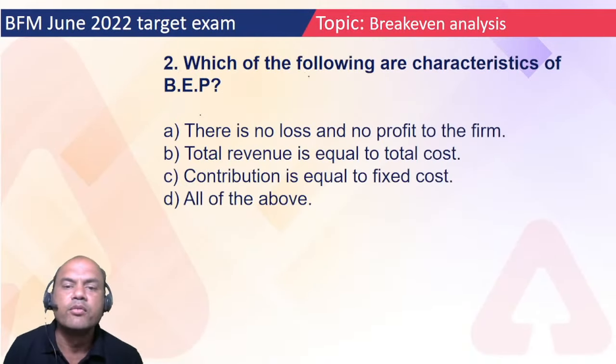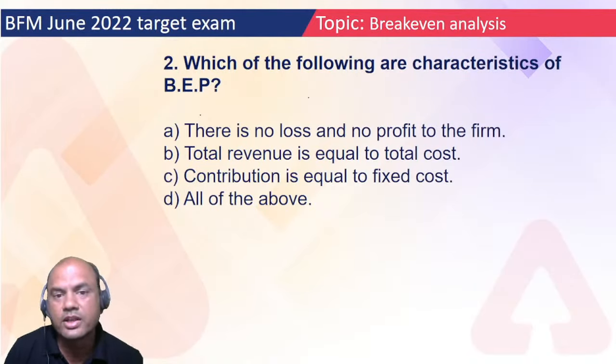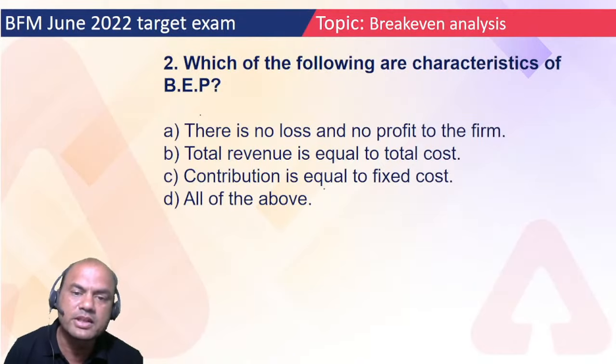Second, which of the following are the characteristics of BEP? There is no loss, no profit. Is it true? What is BEP? We are told in the definition that total revenue is equal to total cost. Again the same thing: no loss, no profit. Total money in equals total money out. And contribution is equal to fixed cost.